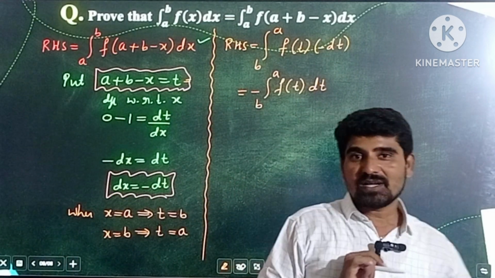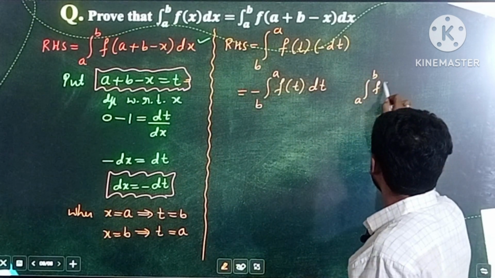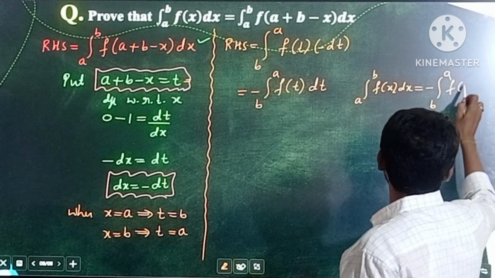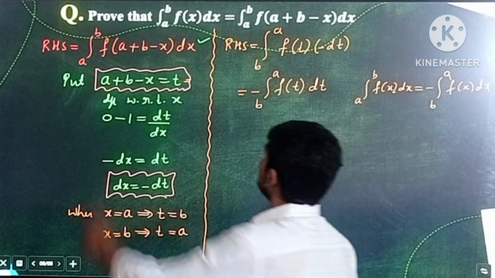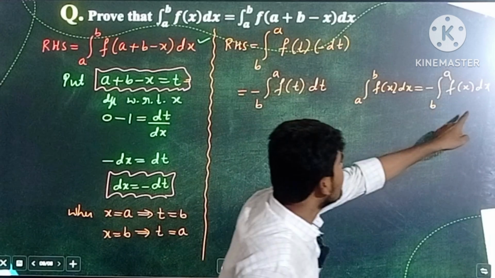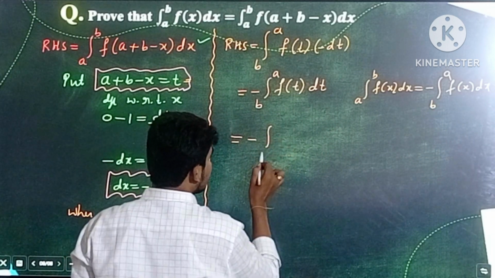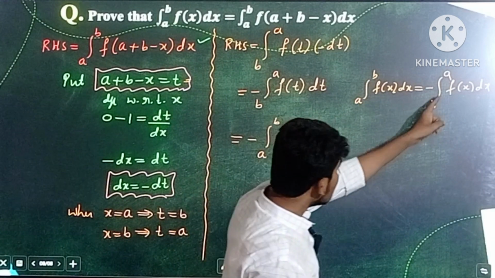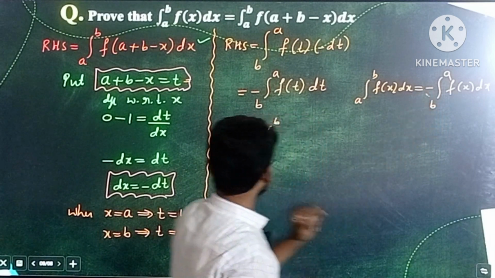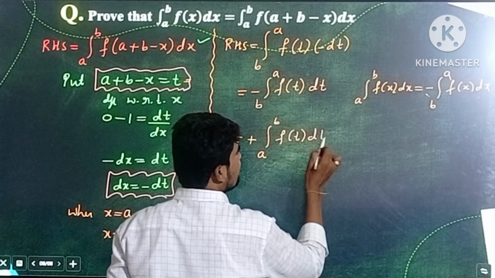And we have one of the properties of the definite integral, that is, integration from a to b of f(x) dx is equal to minus of integration from b to a of f(x) dx. What we have to prove is integration from a to b of f(x) dx, but here we have integration from b to a. That's why by using this property, I am going to interchange the limits. When we interchange the limits, we introduce a negative sign, therefore minus into minus is plus, and we get integration from a to b of f of t dt.